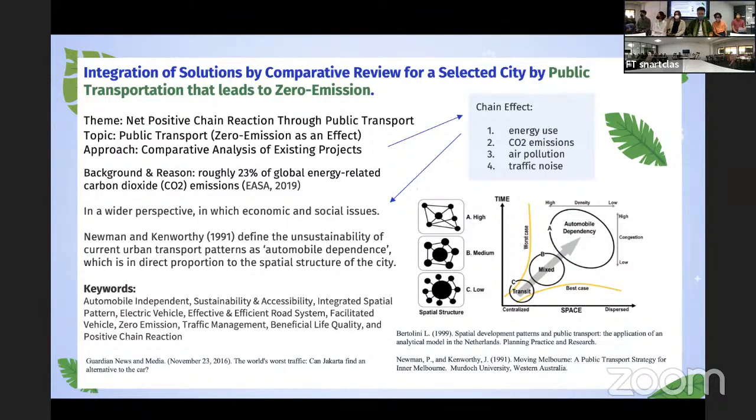Therefore, our keywords are automobile dependent, sustainability and accessibility, integrated visual pattern, electric vehicle, effective and efficient road system, isolated vehicle, zero emission, traffic management, and better quality of life. Next.